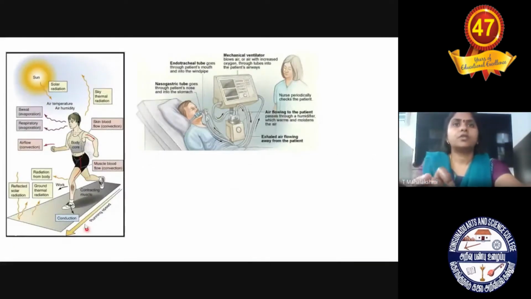So again, we will move with the simple examples. In the first figure, we can see how the conduction, convection, and radiation effects exist while we do some exercises. So while we run, the first process will be the conduction one, and contracting muscles and everything will produce the convection. Convection, where the convection occurs in our body. It will first occur in our blood flow.